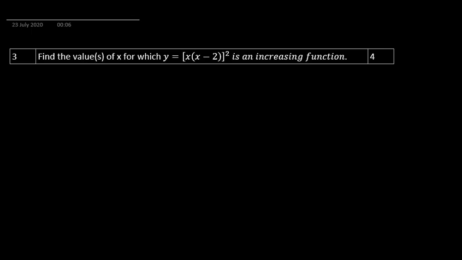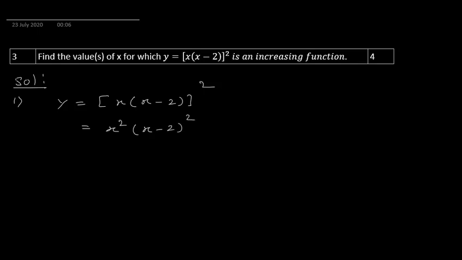The problem is: find the value of x for which y equals x into (x minus 2) the whole square is an increasing function. We have to find the value or values of x. So you know what the different steps are. Your first step is that you will write the given function. Your given function is y equals x into (x minus 2) the whole square. You can open this bracket, it is x square into (x minus 2) the whole square.